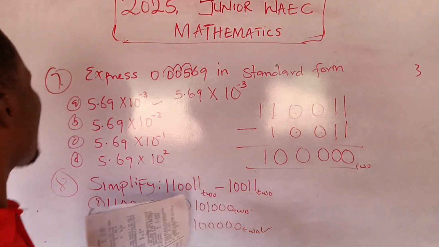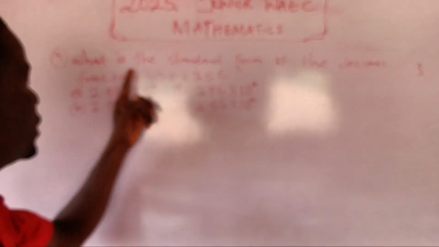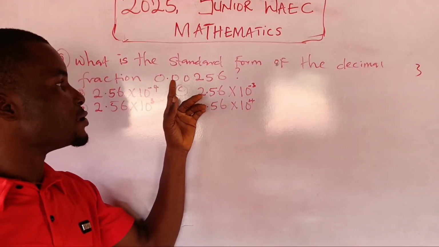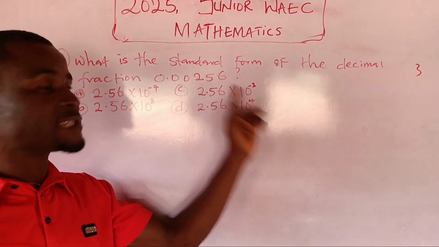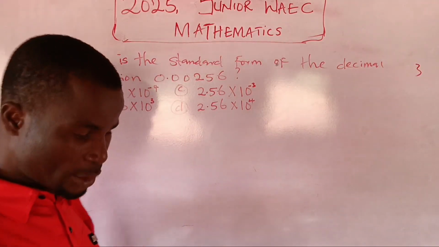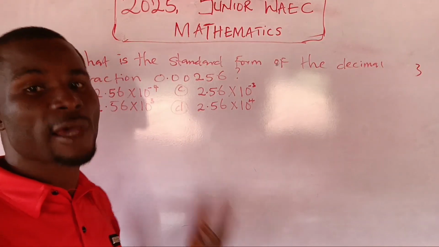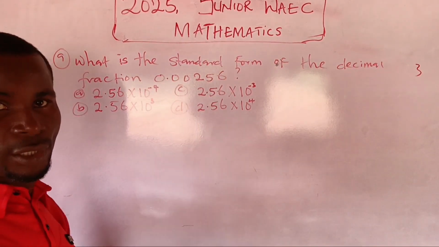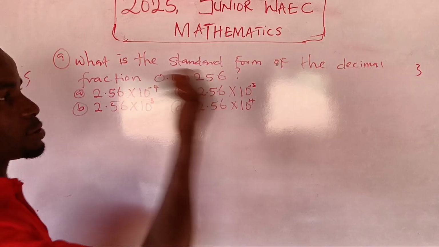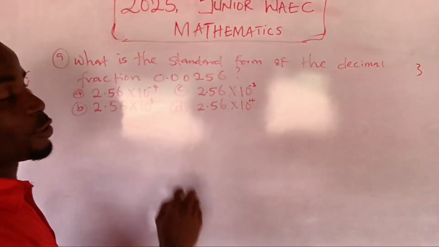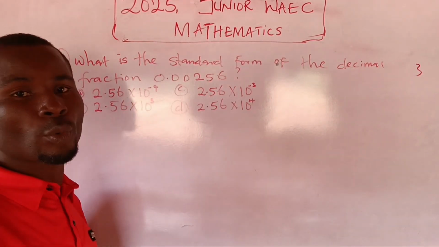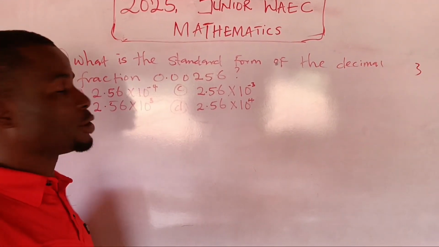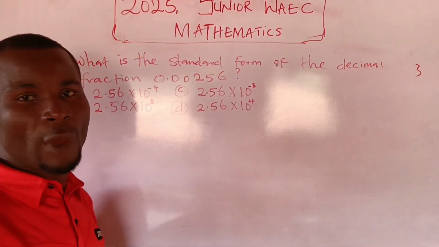Now let's go to question 9. It says, what is the standard form of the decimal fraction 0.00256? Just as I explained in question 7, that is the same way we are going to do this. Since you understand question 7, let's quickly try this one and check the options. You can pause the video and check your answer before I solve it.